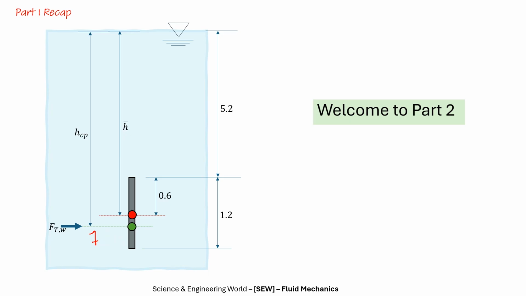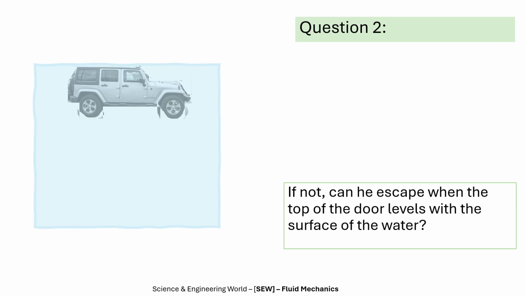And so we now want to look at the door of the car at the level of the water. So welcome to part 2, where the question is, since he cannot escape in part 1, is it possible for him to escape now with the door of the car at the level of the water? Let's look at this analysis together again.